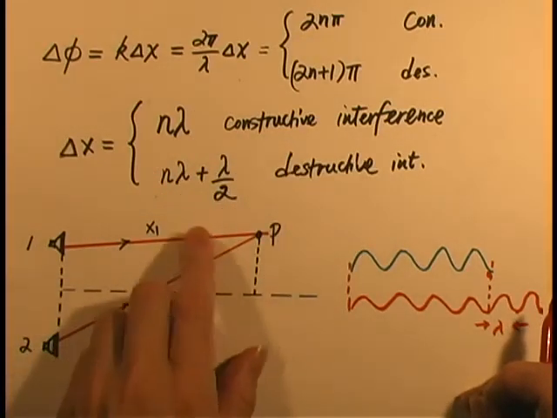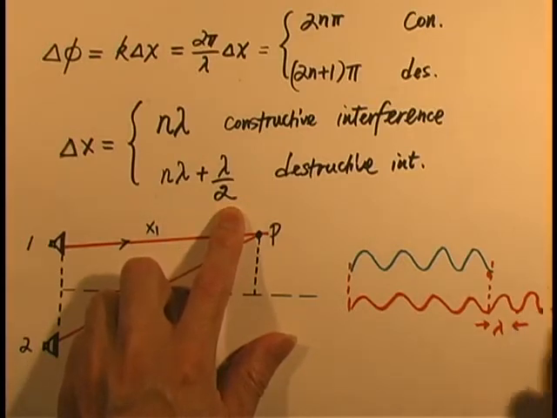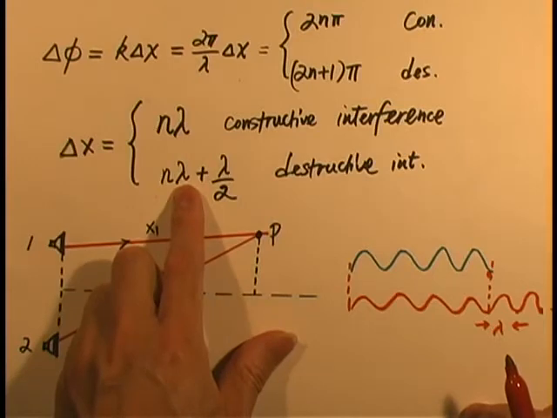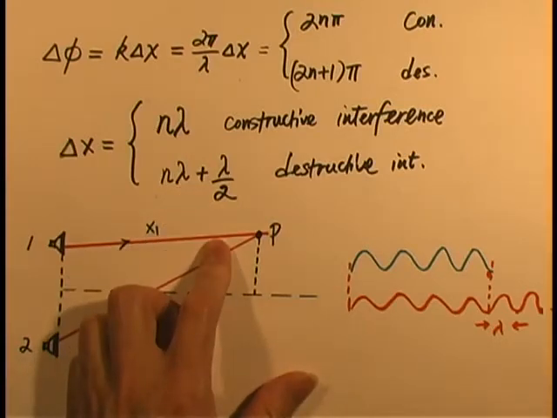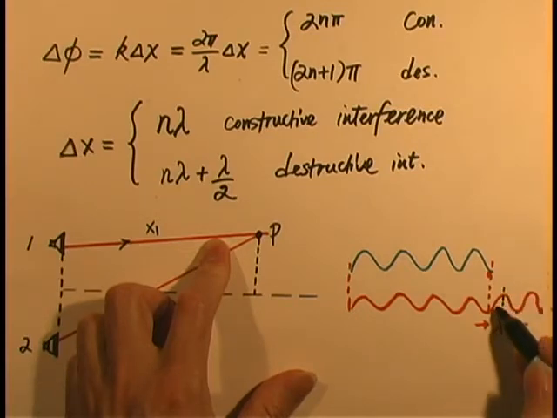What about n lambda plus half a lambda? In this case, the second wave travels not just a multiple of wavelengths anymore, but in addition to that, it travels an extra half a wavelength. For example, instead of going all the way there, you stop right here. This is down, but then you travel half a wavelength, and you're up.